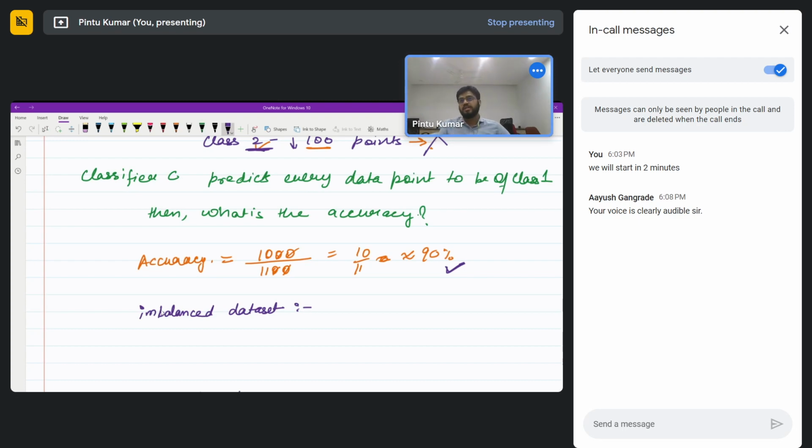So for an imbalanced data set, accuracy is not at all a good measure. It is not a good classification metric.